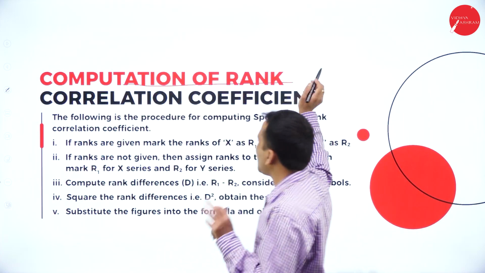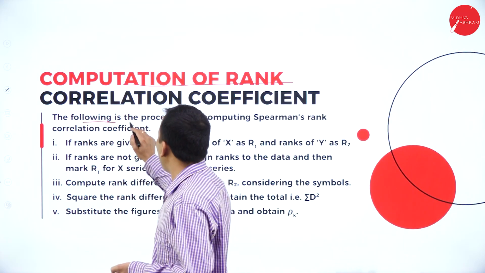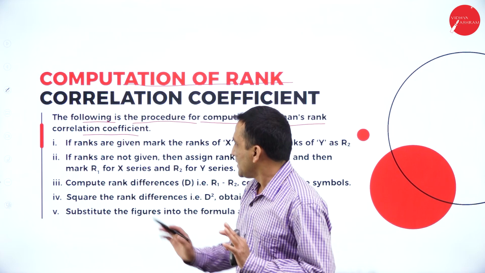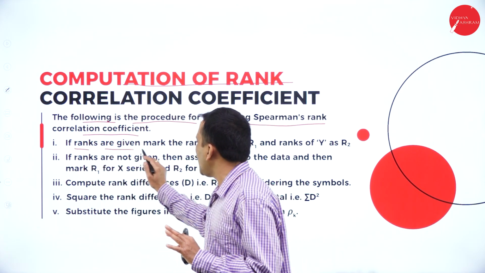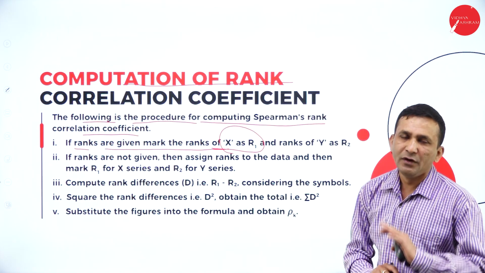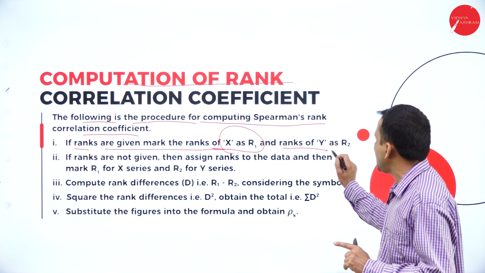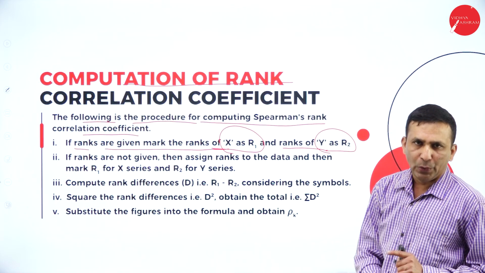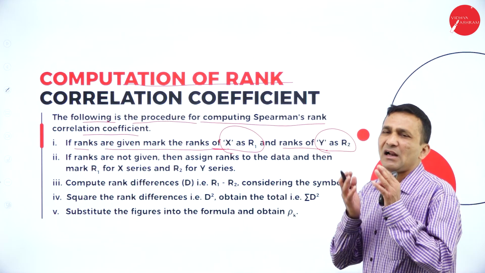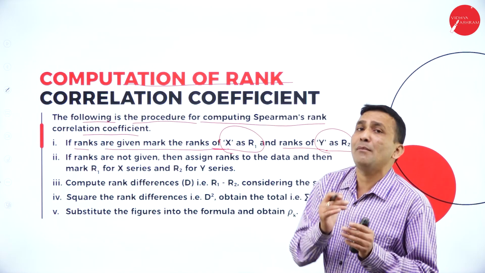So now the computation of rank correlation, a very expected question, and very simple. The following is the procedure of computing the Spearman rank correlation coefficient. First, if the ranks are given, mark the rank of X series as R1, and the rank of Y series as R2, because according to the formula we depend on a number of steps.